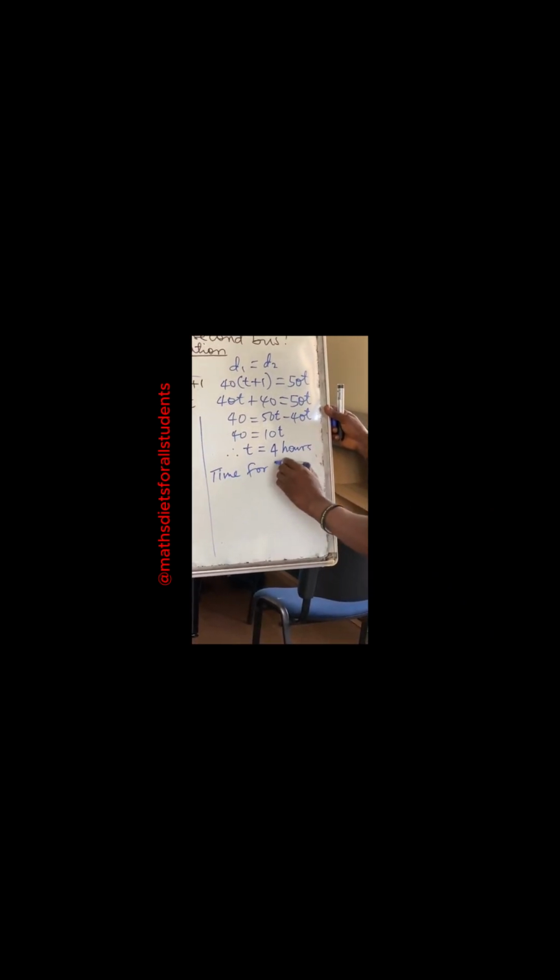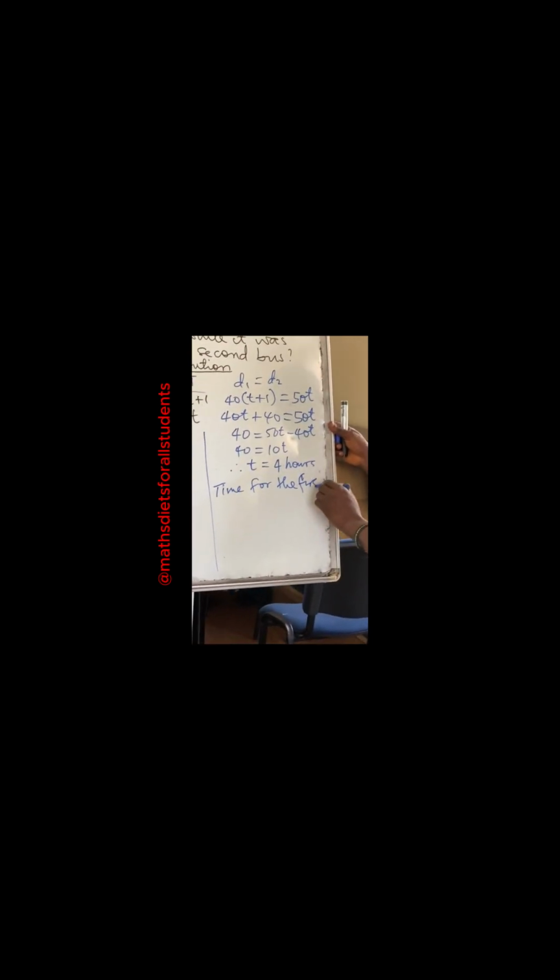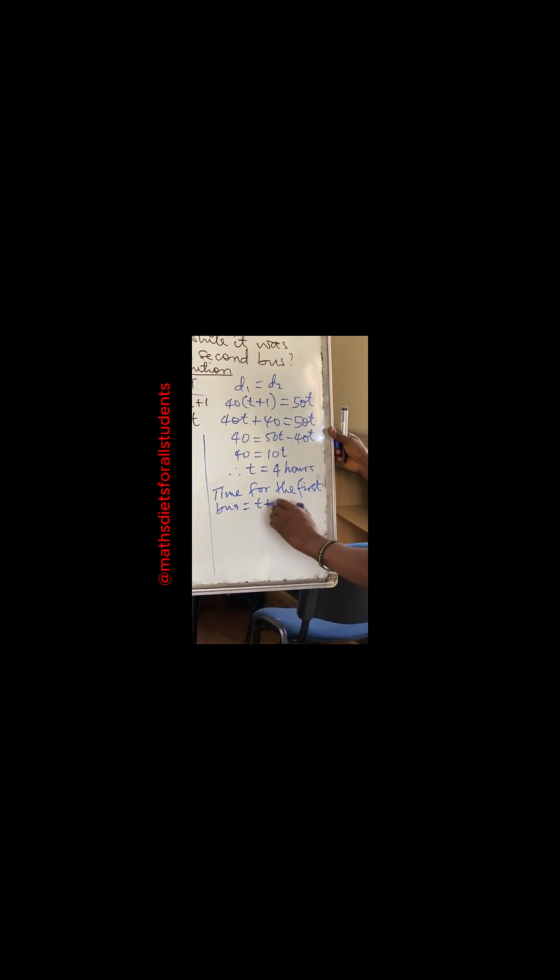This 4 hours is for the second bus, but the time for the first bus is also expressed in terms of t. So what we're going to do is to just say time taken by the first bus, that's what we have to find. Time for the first bus is t plus 1, and that will mean 4 plus 1, and we have 5 hours. So this means at the point of overtaking, the first bus has traveled 5 hours.